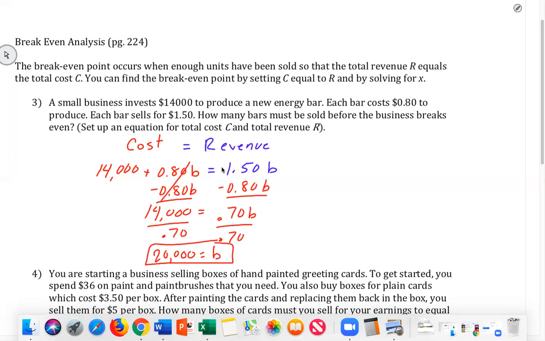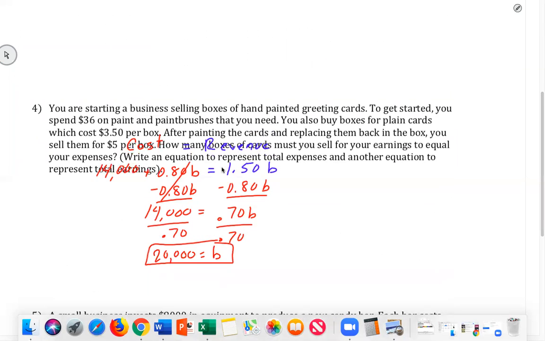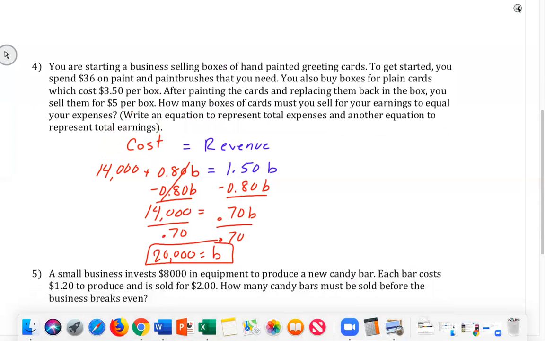That's not terribly large for these health bars. You could sell that pretty quickly, so it's not a bad gig.